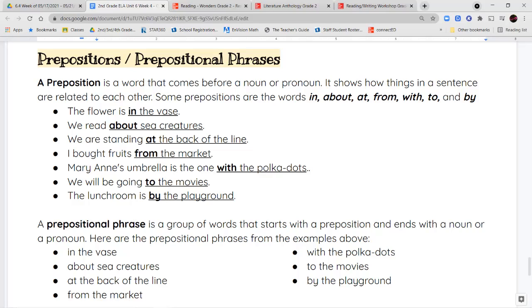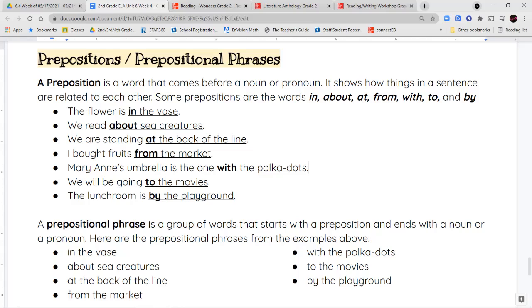So some examples of prepositions are like the words in, about, at, from, with, to, and by. So I can see the flower is in the vase. We read about sea creatures. We are standing at the back of the line. I bought fruits from the market. Marianne's umbrella is the one with the polka dots. We will be going to the movies. The lunchroom is by the playground.